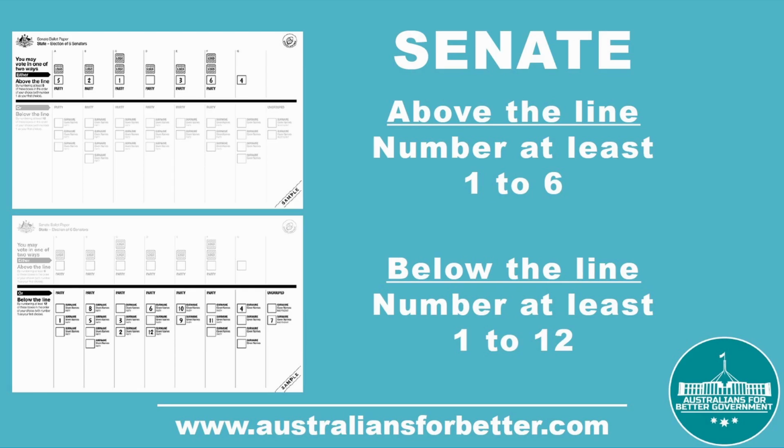So if you vote above the line, which most Australians do, about 90% of Australians vote above the line, you need to put at least 1 to 6 numbers above the line. You can do more if you choose. If you want to go to 7, 8, 9, 10, if you want to number every single box, that's completely up to you. But you need to do a minimum of 6 for it to be a valid vote. So at least 1 to 6 above the line. If you choose to do below the line, you need to do at least 1 to 12. And again, you can do more. You can fill in every box if you wish, but you need to do at least 1 to 12 for your vote to be a formal, valid vote.